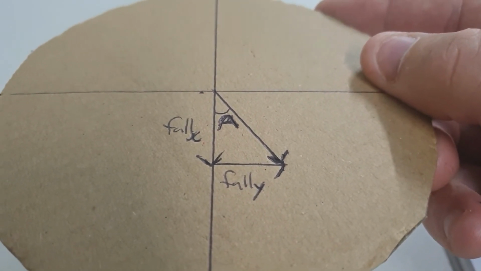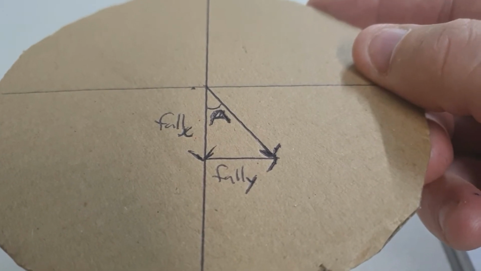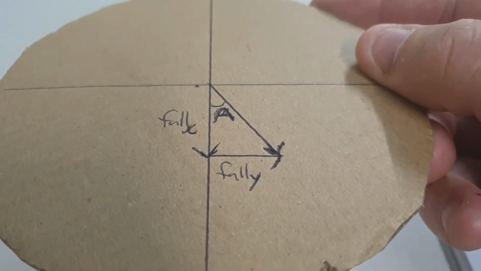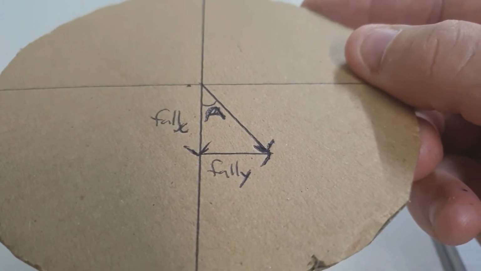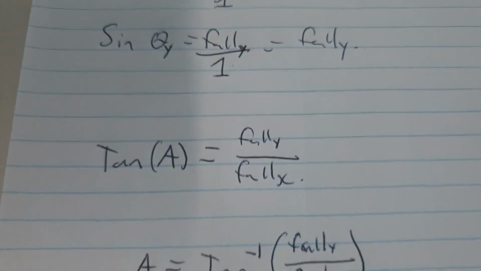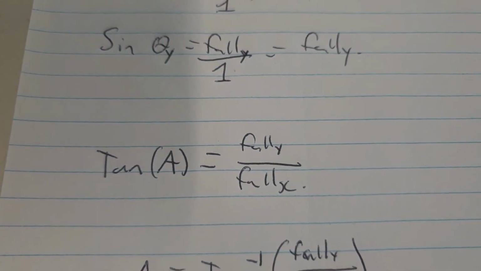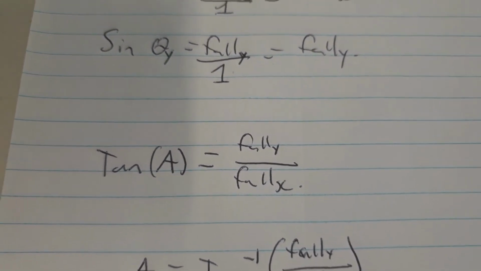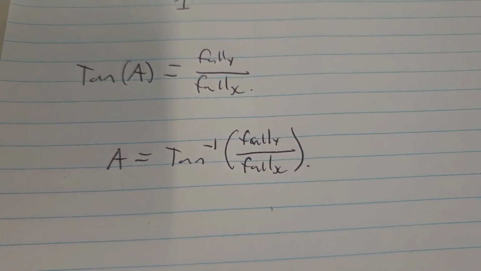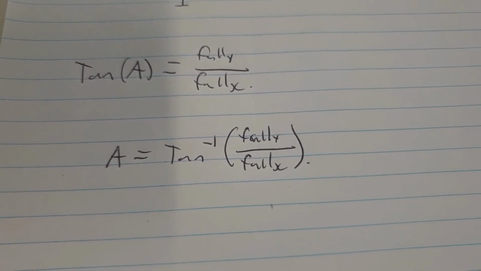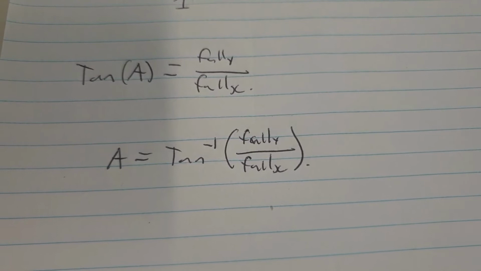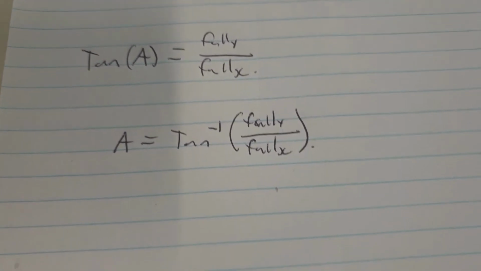to give us the angle at which it's going to fall. Now trigonometry again will tell us that tan of a is equal to the opposite over the adjacent. So the tan of a will be equal to the fall of y over the fall of x. This is what I've written down here. But we want to work out what a is. So to find a, we need to take the inverse tan. So angle A will be equal to the inverse tan of the fall in the y direction divided by the fall in the x direction.